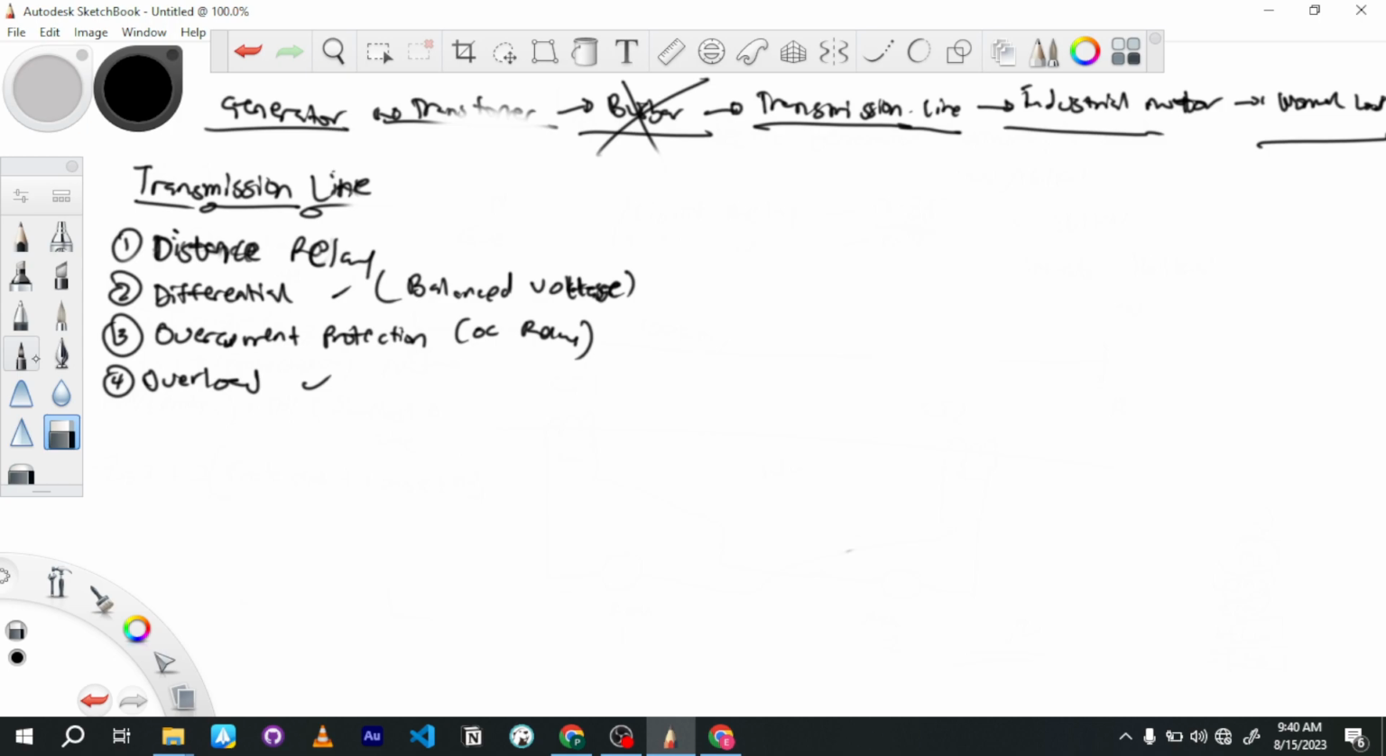It draws a larger current than the rated current, so heat is produced in the system. So what we use for overload protection is heat sensing, that is, thermistor or thermocouple protection. You understand? That's what overload protection is.